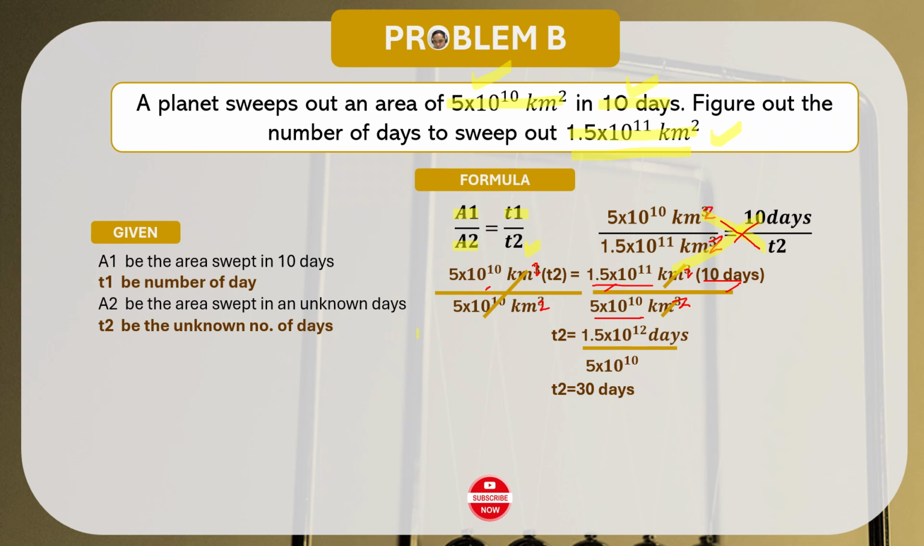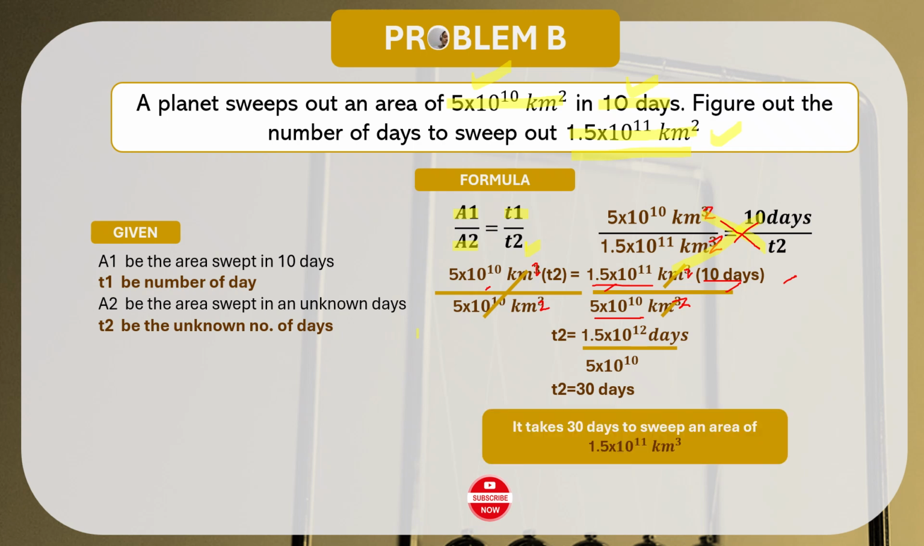So after you multiplied 1.5 times 10 raised to 11 by 10 days, you have 1.5 times 10 raised to 12 days, divided by 5 times 10 raised to 10. So you can have a period of 30 days. So it will take 30 days to sweep out an area of 1.5 times 10 raised to 11 kilometers squared. That's it for problem B.